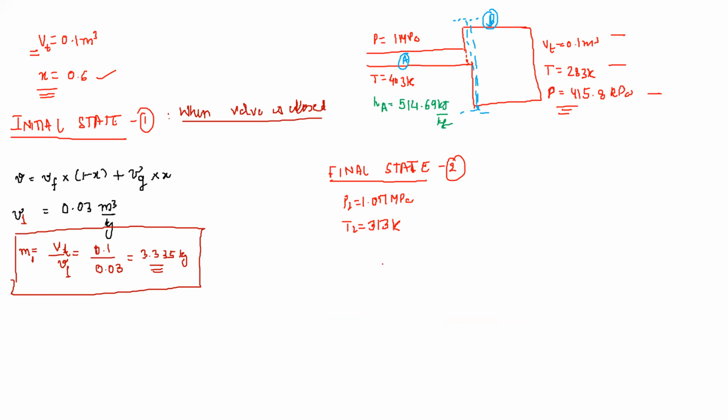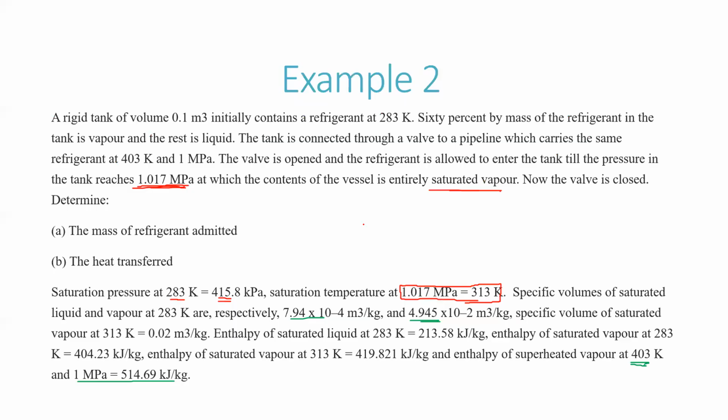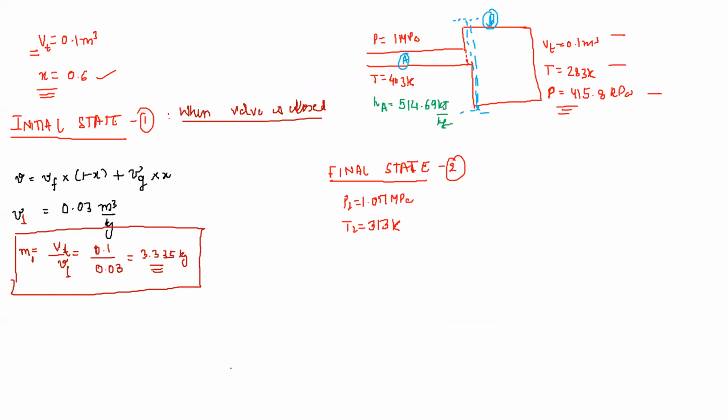Okay, this is the saturation temperature. All right, then it is completely saturated vapor. So saturated vapor at 313 Kelvin has a specific volume of 0.02 meter cube per kg.